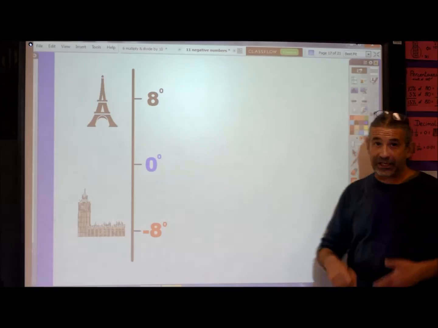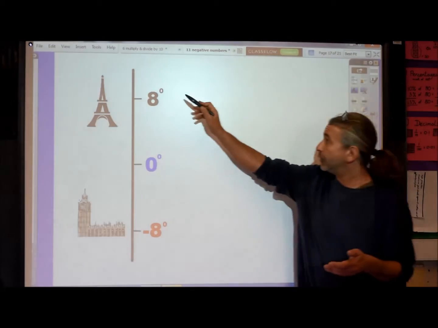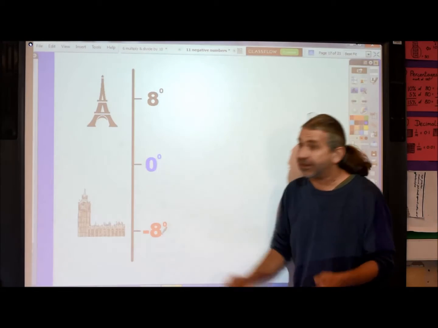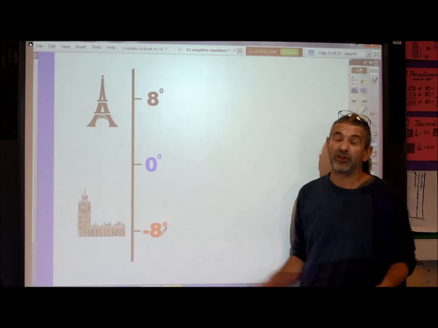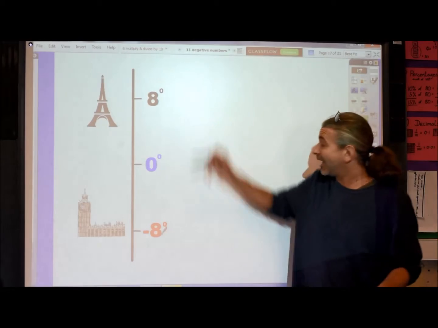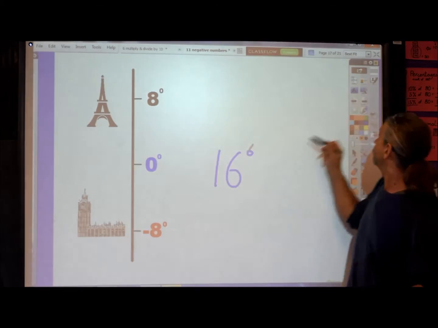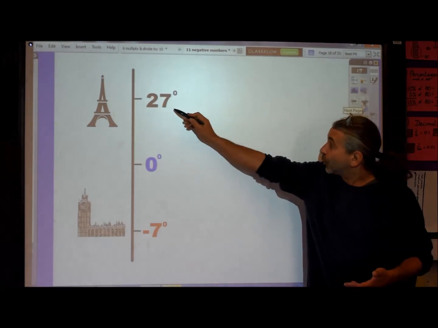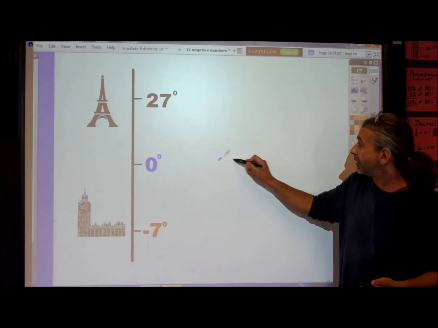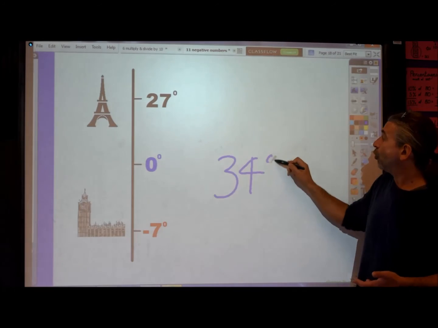Well, actually, the short kind of cheaty way, if you've got one positive number and one negative number, when you're finding the difference, you can just add them together. 8 and 8 is 16 degrees. Similarly, 27 and minus 7 is 34 degrees.